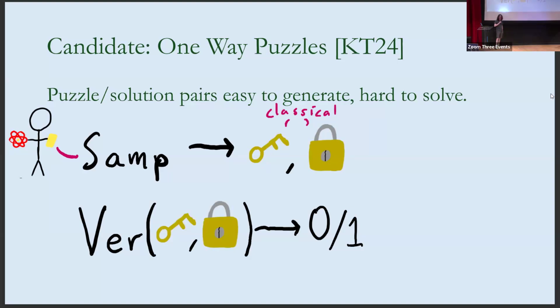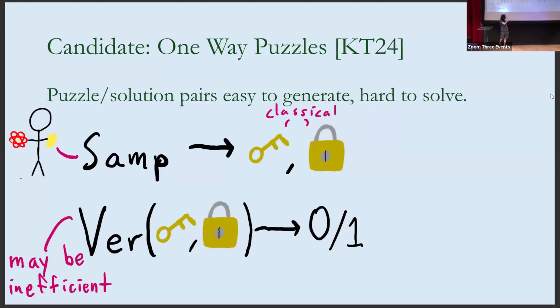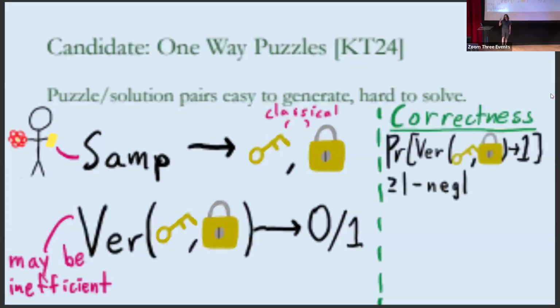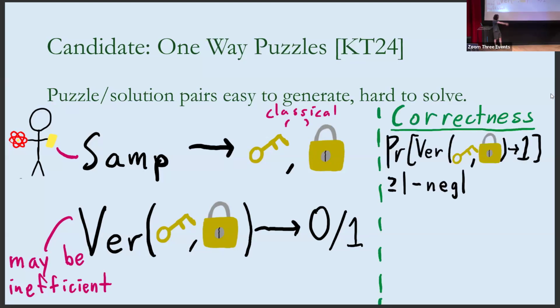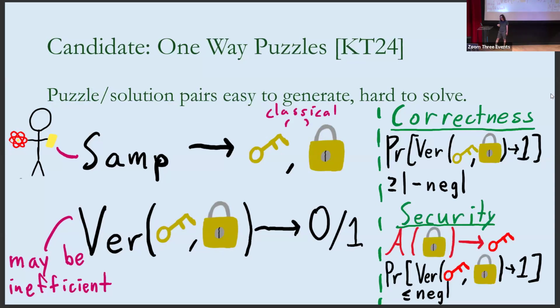Something that's slightly non-standard about one-way puzzles, but it turns out this is actually the right way to define it, is that the verification algorithm is allowed to be arbitrary and may in fact be inefficient. One-way puzzles satisfy two security definitions. They must satisfy correctness, that is, correctly generated puzzle solution pairs should pass verification, and they should satisfy security. That is, any quantum adversary given a puzzle should not be able to find a solution.